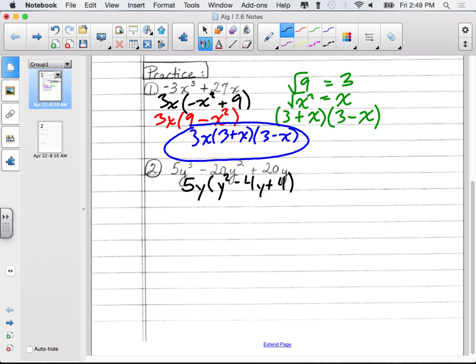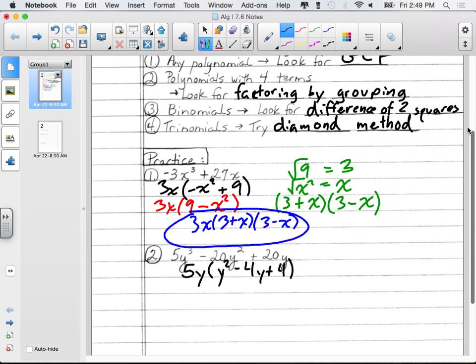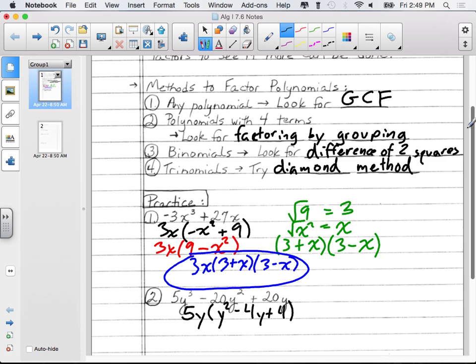All right. So we factored out the GCF, we have a new factor now. Y squared minus 4y plus 4. What kind of polynomial is that one? It's a trinomial, so what kind of factoring should we try out for it? Diamond method, that's right.